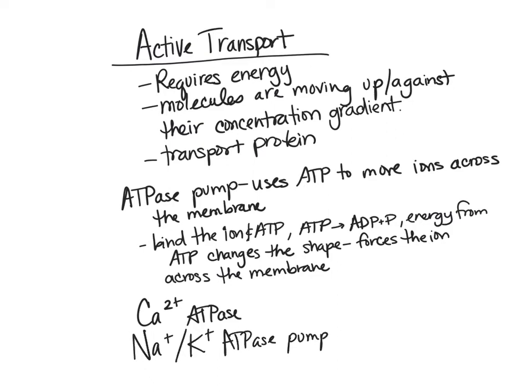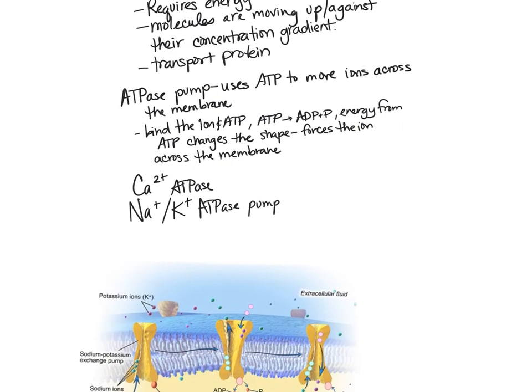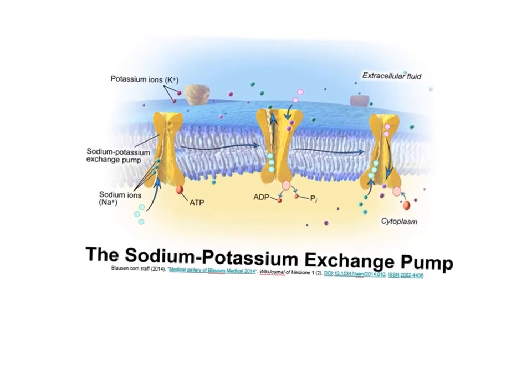The other example I briefly mentioned already is the sodium-potassium ATPase pump. In this situation, we're moving 3 sodium out of the cell and 2 potassium into the cell. This is important for information to be sent along nerves. It's called an action potential. We have to have these concentrations of sodium on one side and potassium on the other side, and then we need to change that concentration.